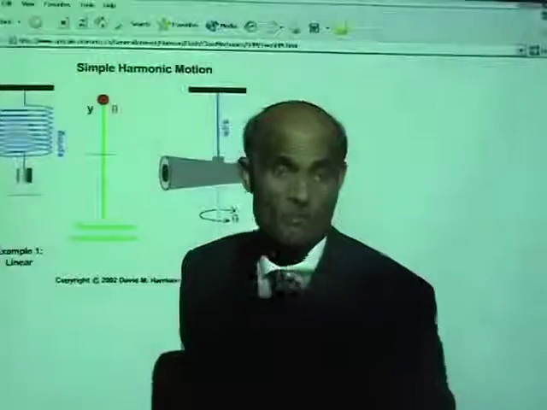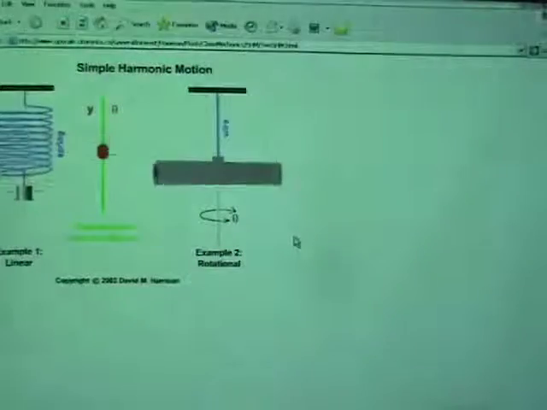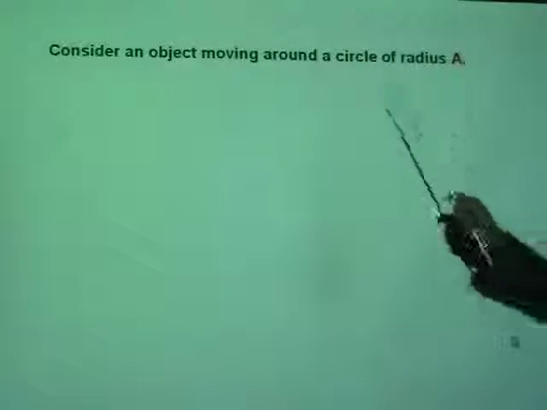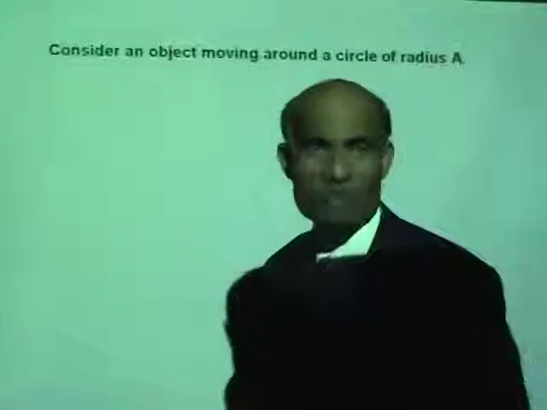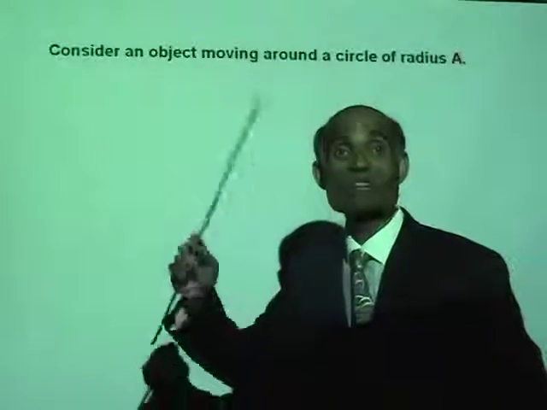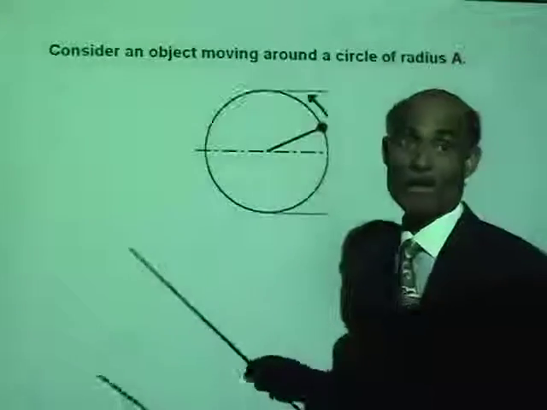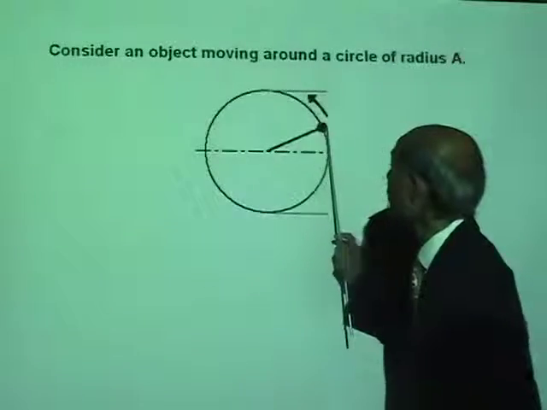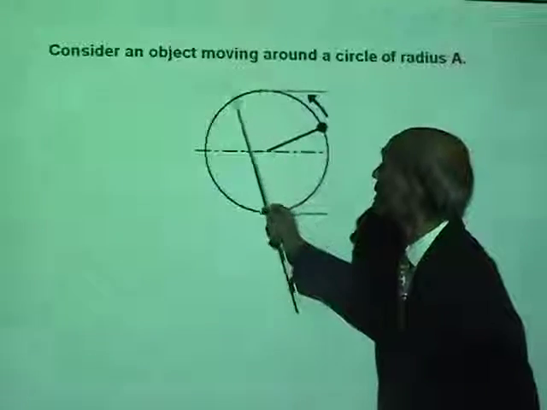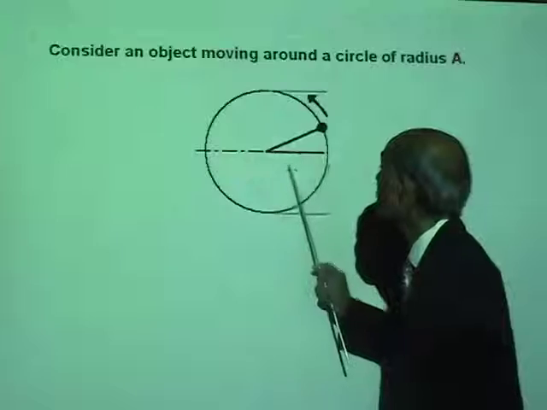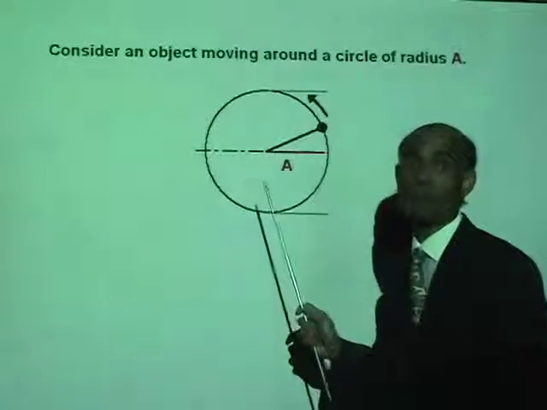of change. Alright, let's go and look at another example. Let's look at this. Consider an object moving around a circle of radius A. Well, this is the circle. This object is moving around a circle of radius A. This is the radius A.